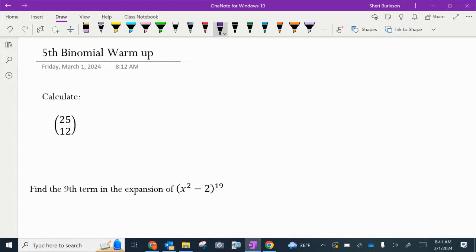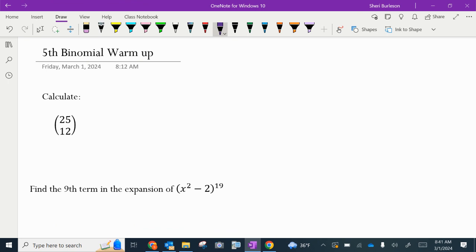Okay, so what does this 25 choose 12 in these parentheses tell me to do? What am I trying to find with that calculation? Yeah. Is it the coefficient of like the 13th?